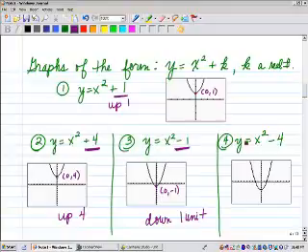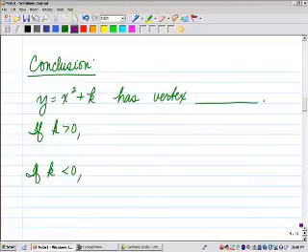And likewise, y is equal to x squared minus 4. Our value of k in this case is a negative 4. Here we see that the vertex of that is 0, negative 4. So again, that basic graph of x squared was shifted down 4 units. So hopefully you get the idea of what we can conclude here.